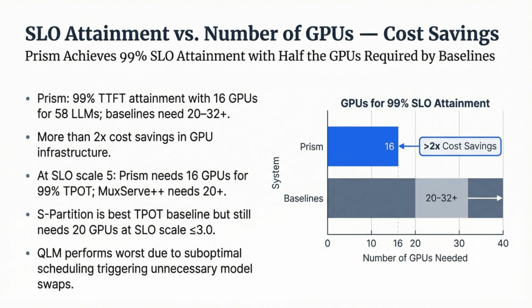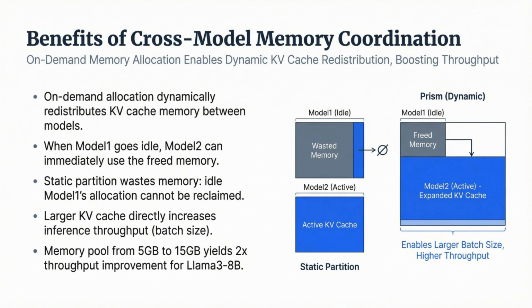Prism dramatically reduces the hardware needed to meet performance targets, achieving 99% SLO attainment with half the GPUs required by current baselines. For 58 LLMs, Prism needs only 16 GPUs for 99% TTFT attainment compared to 20 to 32 or more for other methods. This results in more than a 2x reduction in GPU infrastructure costs, a major advantage for large-scale LLM deployments.